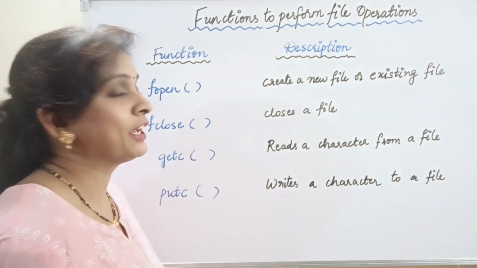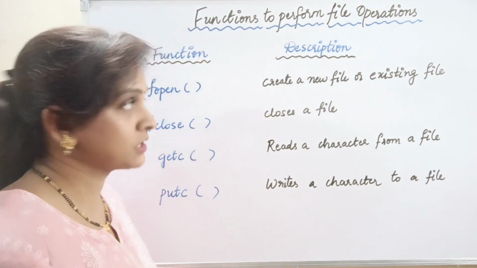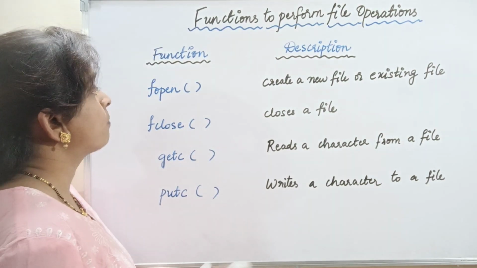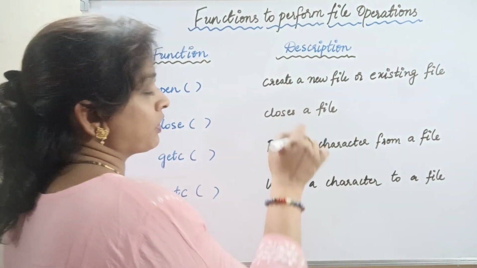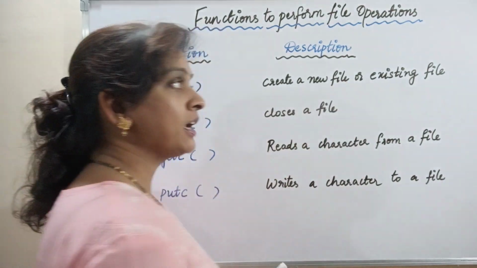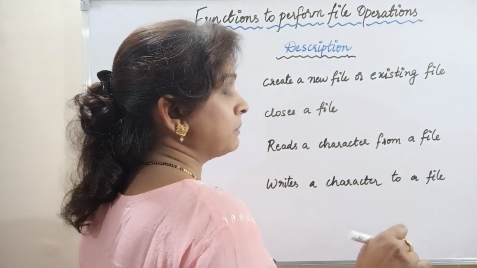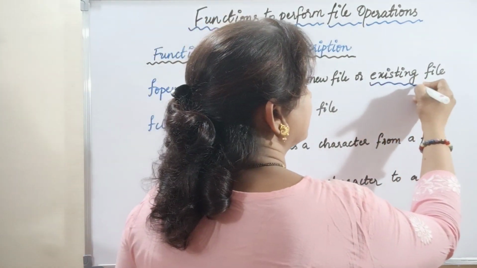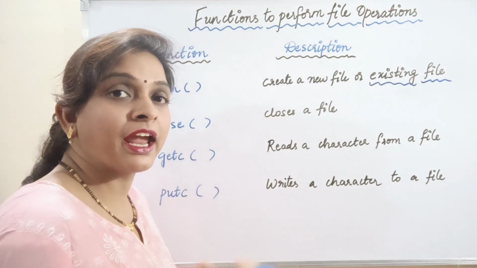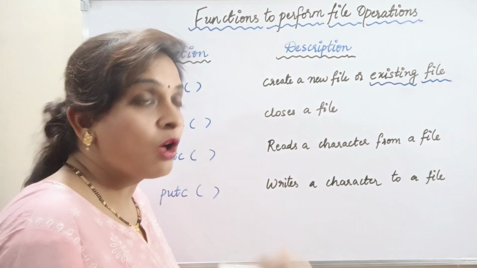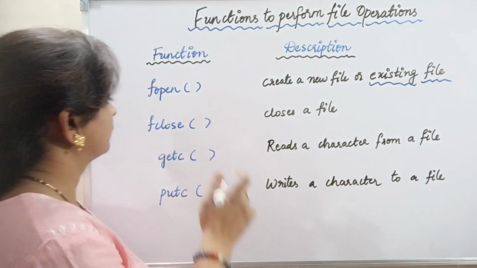Functions to perform file operations. There are many functions that the stdio header file provides. We have the fopen function, which we discussed in the previous video itself. It is going to create a new file if it is not available, or if it is available in the disk, it is going to open that existing file itself.